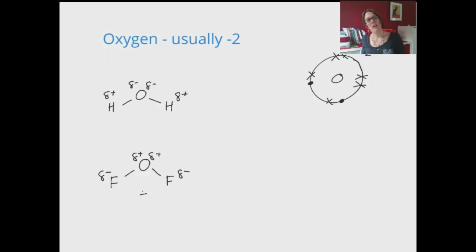So, oxygen bonding to fluorine, fluorine remains the most electronegative. So fluorine has to be -1, which means oxygen has to be +2 in order to balance the oxidation states. The other way of looking at that is if we were to break those covalent bonds, the fluorine would be the one that ends up with the electrons, and the oxygen would lose both of those electrons. So we're imagining what would happen if we broke the bond and ions were to form.